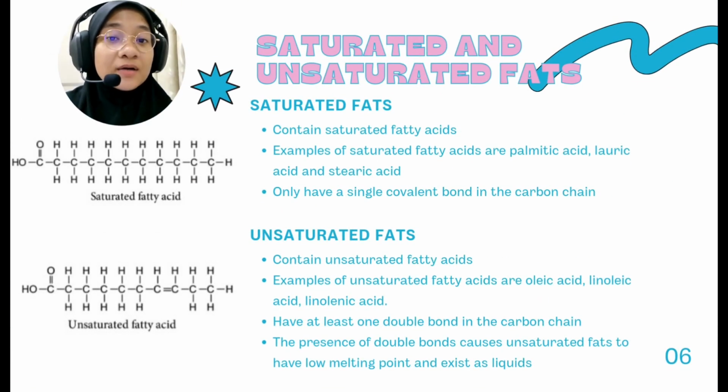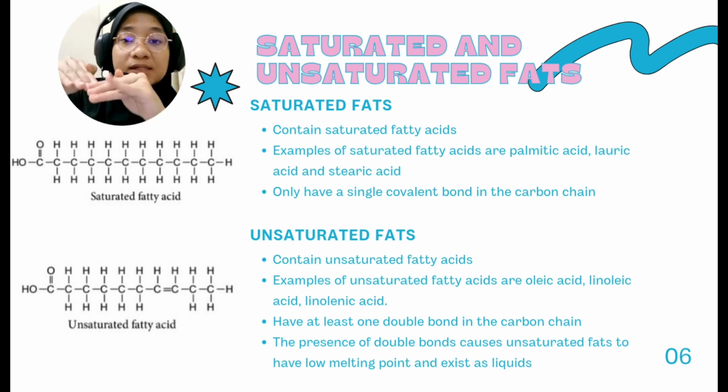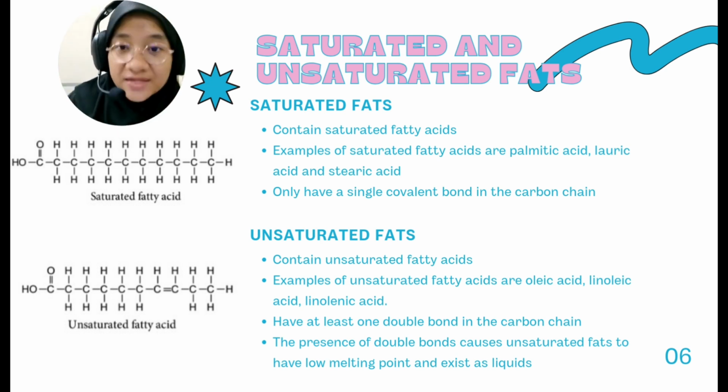Now I'll be talking about saturated and unsaturated fats. What are saturated fats? They contain saturated fatty acids. Some examples of saturated fatty acids are palmitic acid, lauric acid, and also stearic acid. Saturated fats only have single carbon bonds in the carbon chain. As you can see down here, this is the carbon chain of a saturated fatty acid.